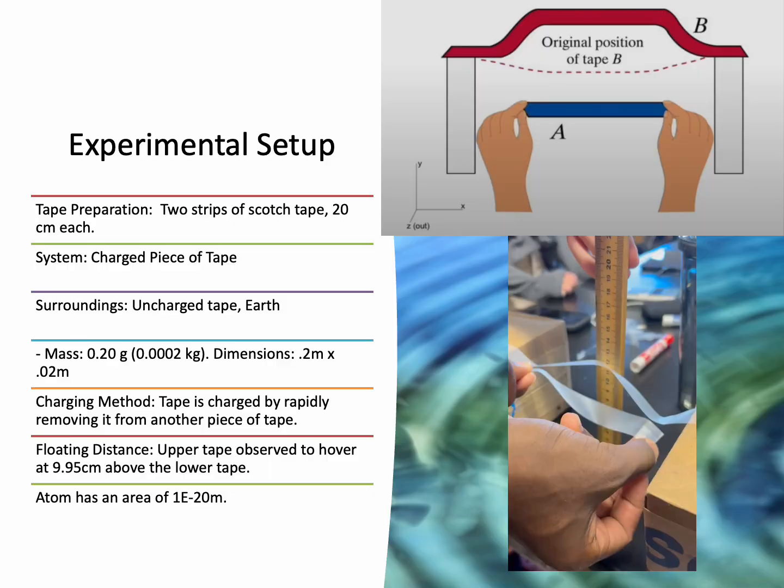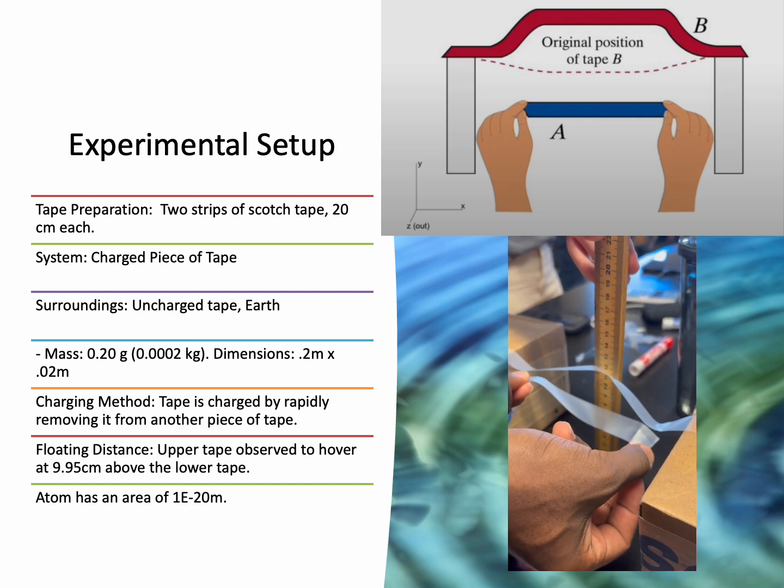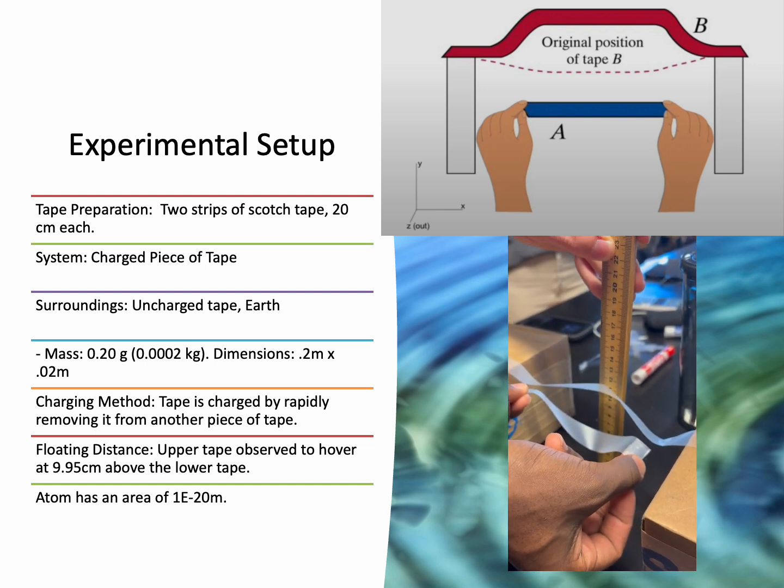Now we're going to go over some of the experimental setup for this lab. In the top right corner, you can see the general layout that we'll conduct in the lab, which will also be present live in the next slide. To prepare the strips of tape, 2 strips of Scotch tape, about 20 centimeters each, will be ripped apart to induce a charge. The system will be a charged piece of tape, and the surroundings will be the uncharged tape and earth. The mass of the tape was estimated to be about 0.2 grams, and its dimensions were about 0.2 meters by 0.02 meters.